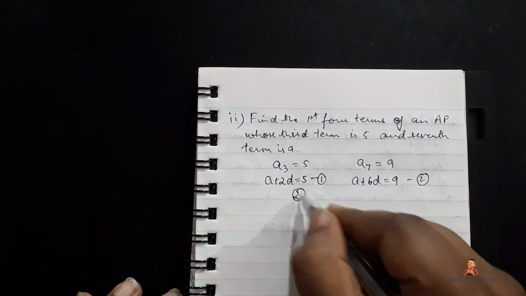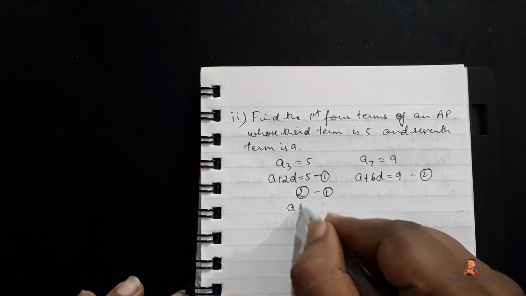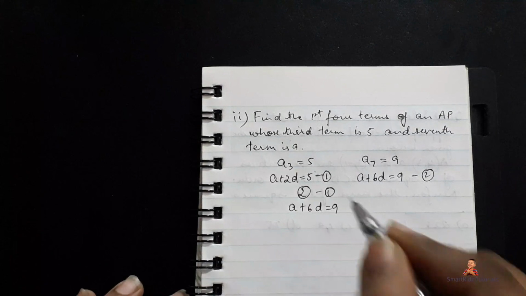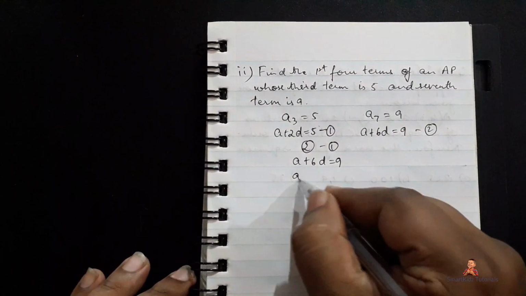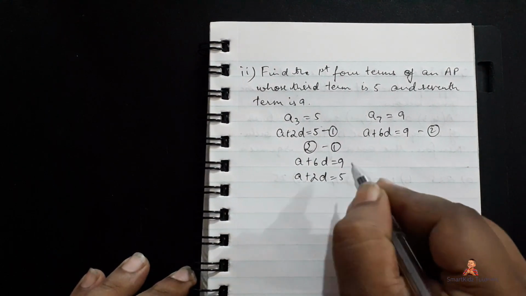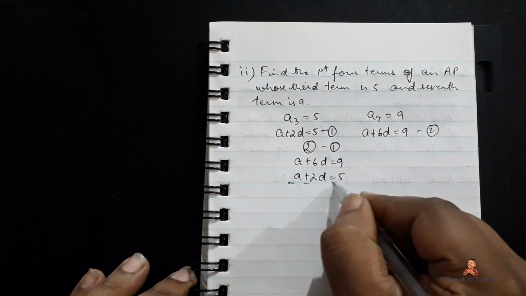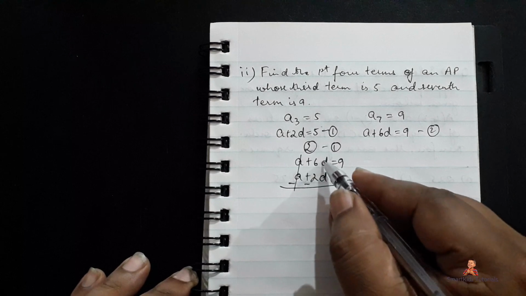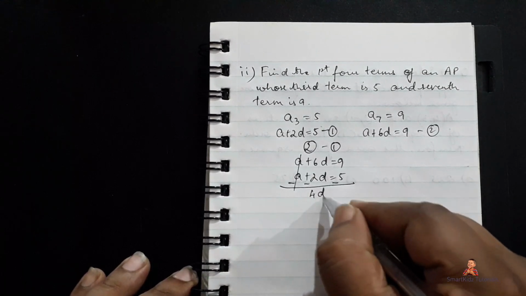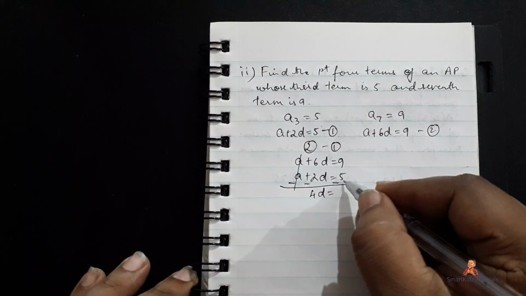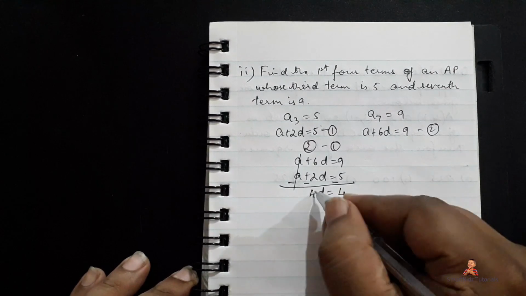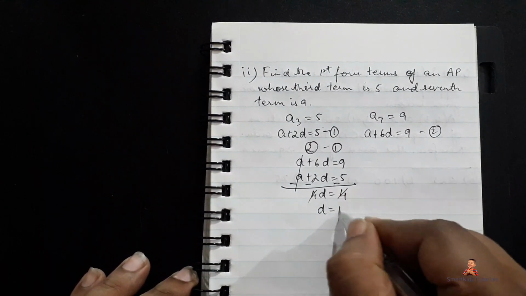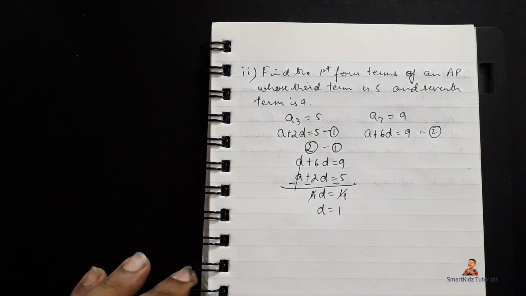Then we can mark this as 1, mark this as 2. If we do 2 minus 1, let's see what we'll get. A plus 6D equal to 9. Then A plus 2D equal to 5, since we said minus, so we subtract throughout. A minus A cancels out. 6 minus 2 gives us 4D, and 9 minus 5 gives 4. 4 and 4 cancel, we get D equal to 1. So that means our common difference is 1.